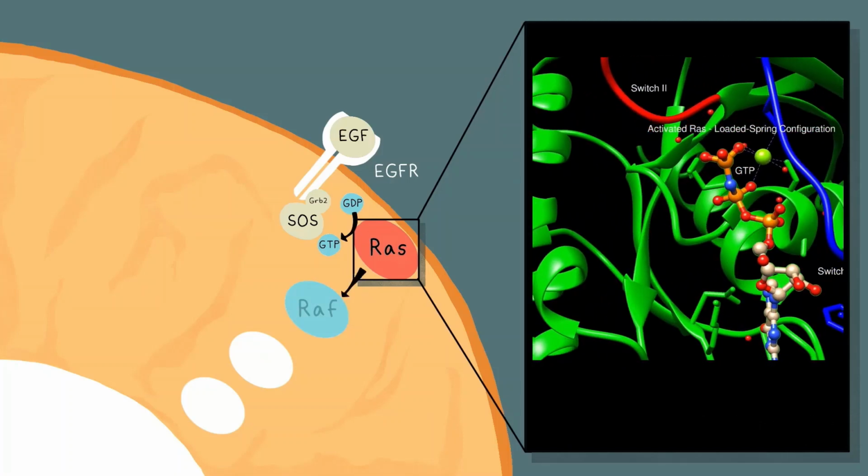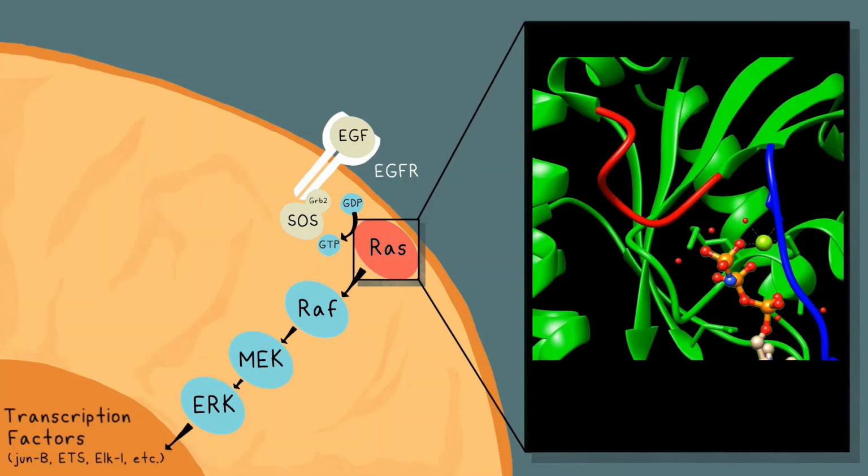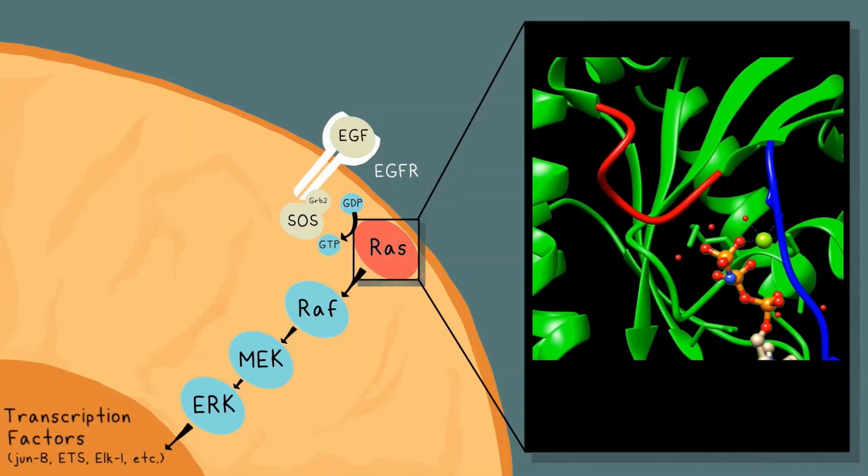Activated RAS sends a signal from the EGFR through the RAS-RAF-MEK-ERK pathway. At the end, the signal is relayed to transcription factors in the nucleus. This process eventually results in the production of proteins that are essential for cell division and other processes.